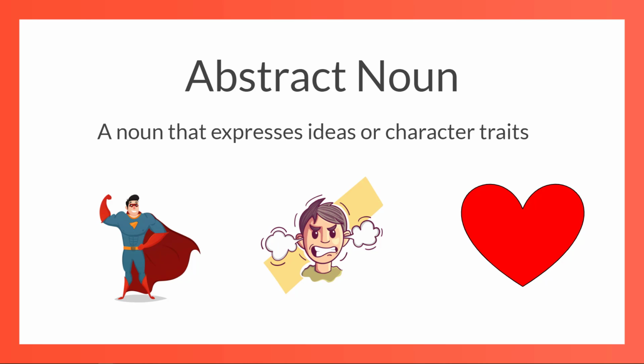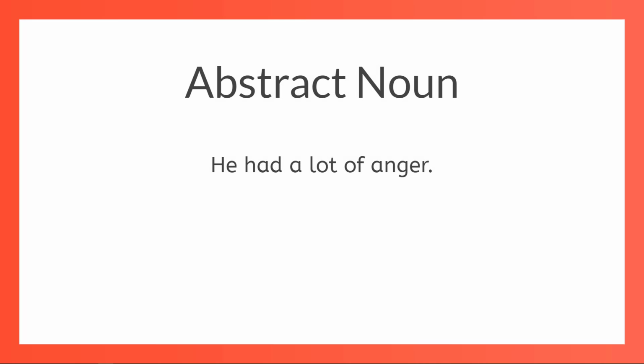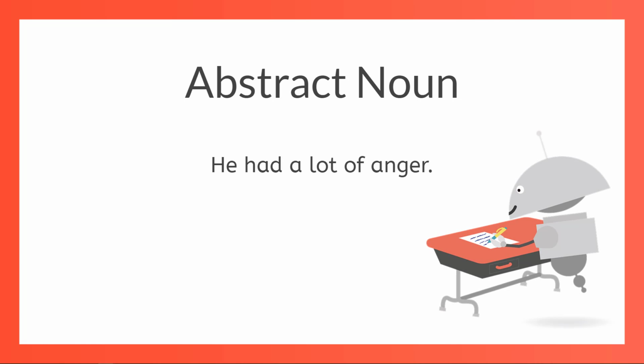An abstract noun is a noun that expresses ideas or character traits and cannot be heard, seen, tasted, or touched. Some examples are bravery, anger, and love. They are not physical objects. Ideas are abstract nouns. He had a lot of anger. In this example, anger is an abstract noun because it is not something that you can touch, see, taste, or hear.